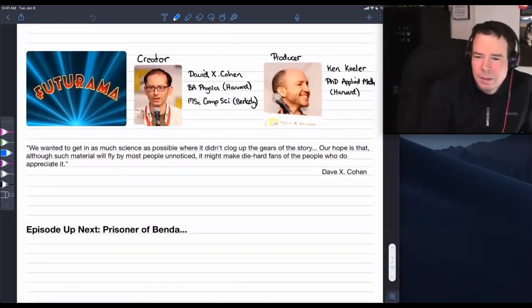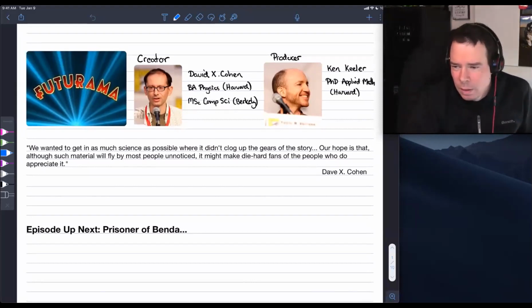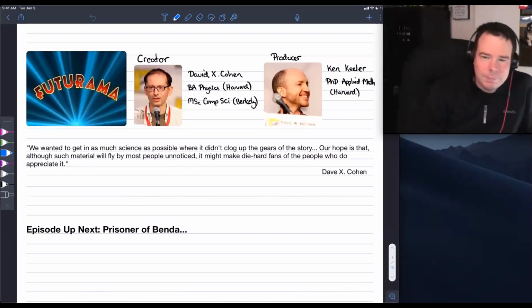years ago. So Futurama, an animated television series from the creators of The Simpsons. That was Matt Groening, and also created by David X. Cohen, whose picture is there. And it's produced by Ken Keeler. If you look at their credentials, David Cohen has a BA in physics and a master's in computing science from Berkeley, and Ken Keeler has a PhD in applied math from Harvard. So they're both involved with Futurama.